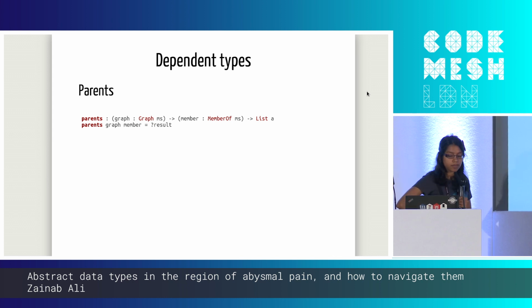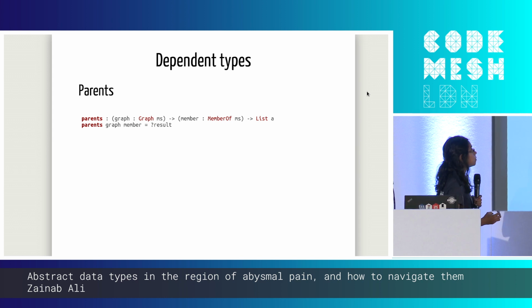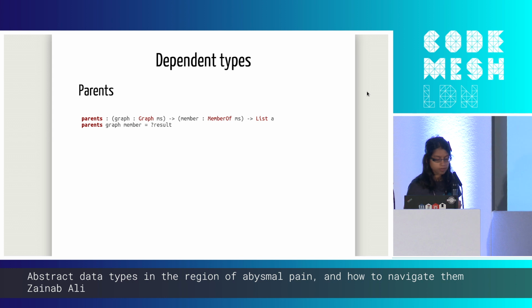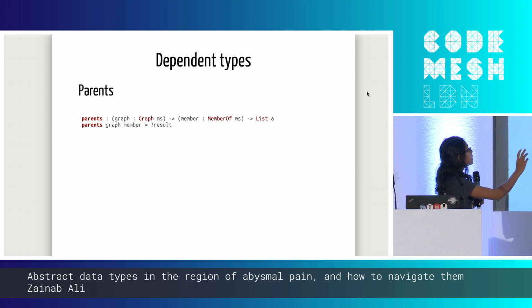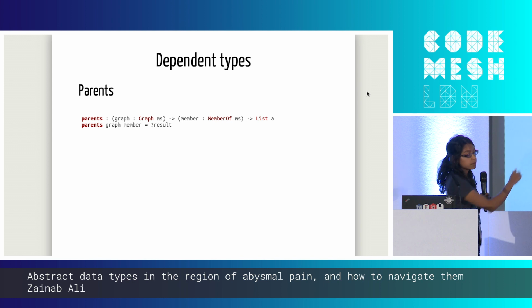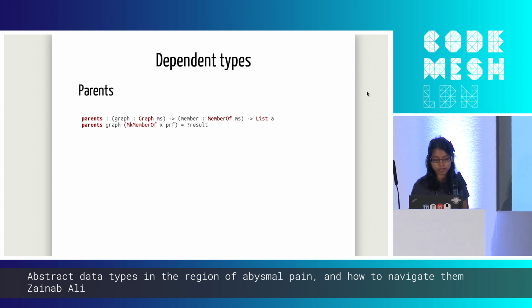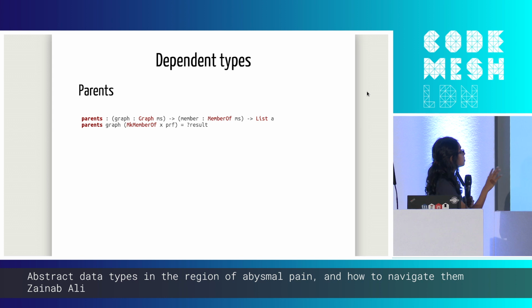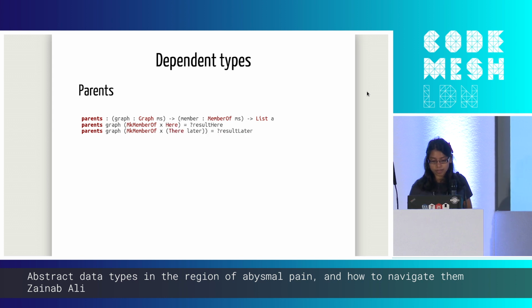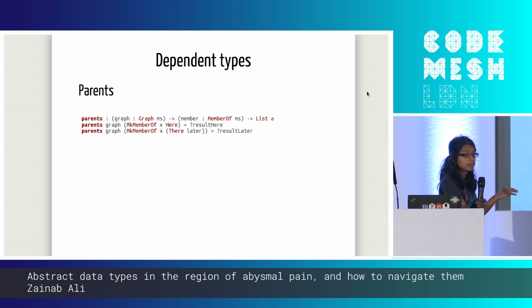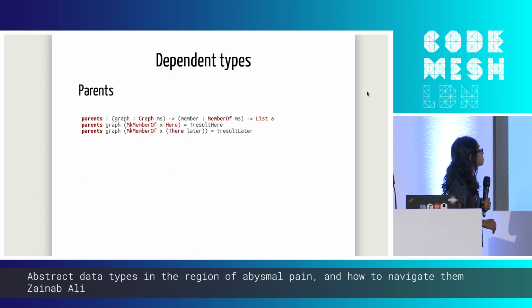Okay, so if I have some member, is there now a way for me to use this proof that that member is a member of my graph to write a parents function which does not need to be partial? And there should be, right? The way that I do this in Idris is that I would pattern match first on my proof, on member. And if I pattern match on the proof itself, either the member is here, it's at the head, or it's later.